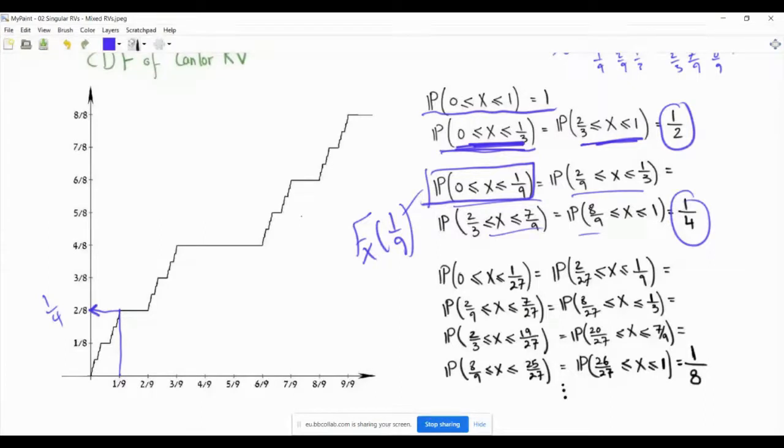Does the CDF have jumps like what we see for discrete random variables? What do you think? Does the CDF have jumps? Yes? No?